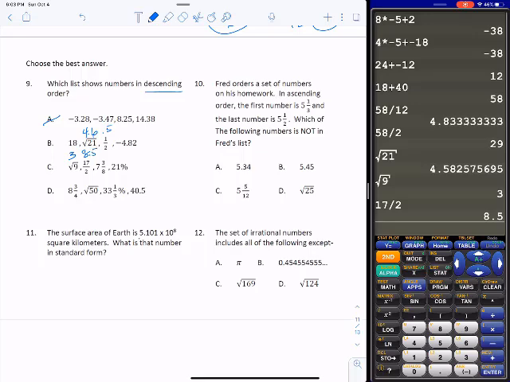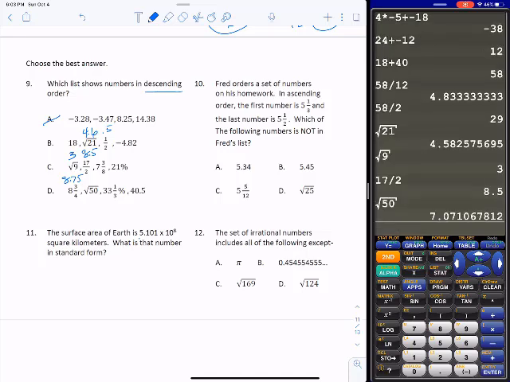Now D here is 8.75. And if I were to type in square root of 50, I'd get 7.1 basically. And then I got 33 1/3%, which I know is 0.3 repeating. And then I've got 40.5. Well, 40.5 is the biggest out of all of those. So the only one that is correct is B. That's the one that's in descending order.